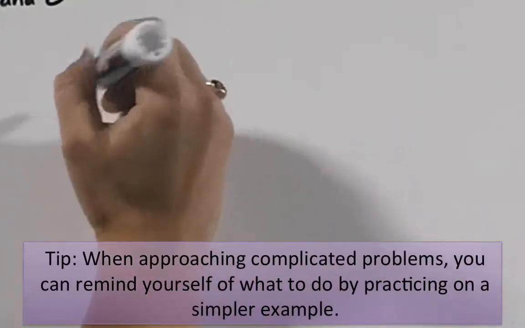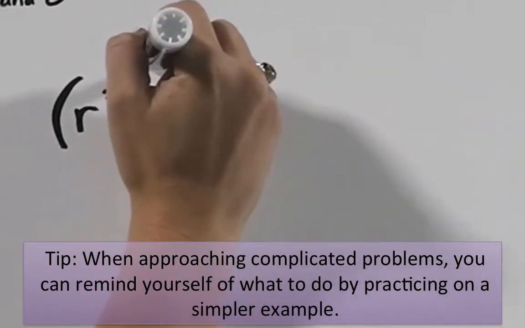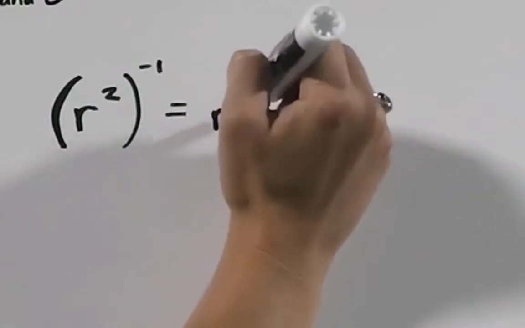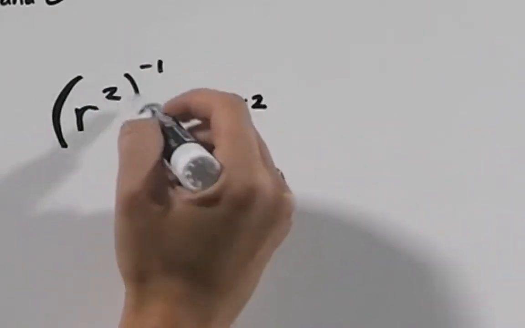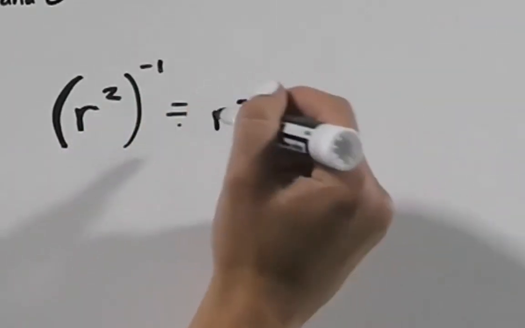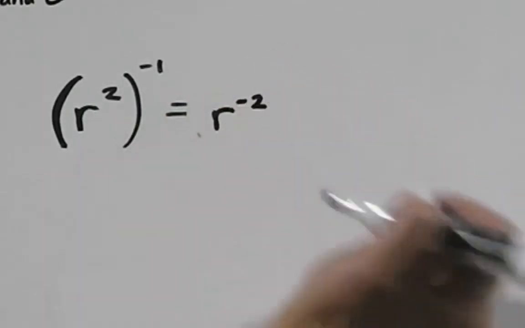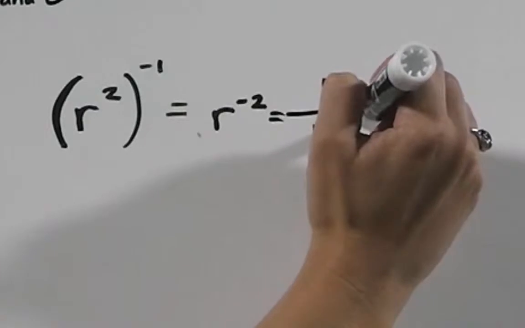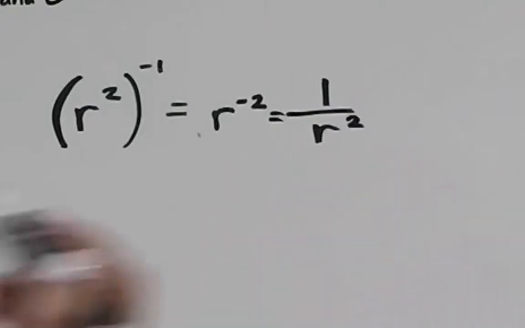Now, to review, when you're doing exponents, let's say you have a base r to the power of 2, and that whole expression is to the power of -1. Well, this can be expressed as r to the power of -2, because you can just multiply these two exponents together when one exponent is being taken to the power of another. And what does it mean when you take something to the negative power? Well, that's the same as saying 1 over that to the positive version of that power. So if it was r to the -2, it becomes 1 over r to the positive 2.